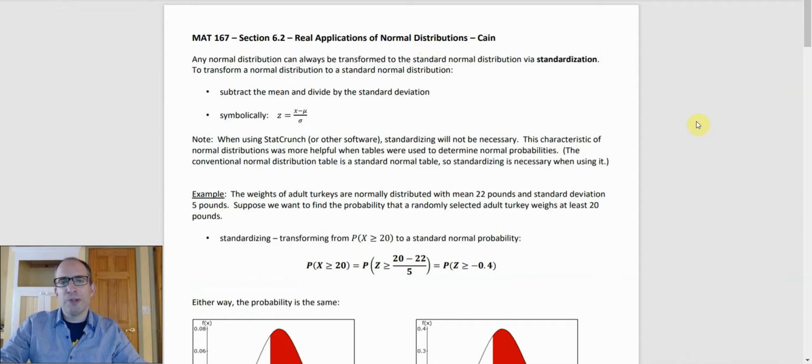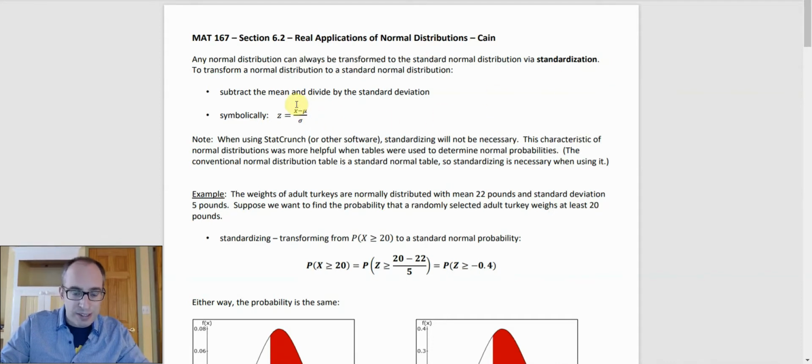Section 6.2 is more stuff about the normal distribution. First of all, you could transform any other normal distribution to the standard normal by standardizing. Going back to when we talked about measures of relative standing, you just subtract the mean and divide by the standard deviation, which is what this is.